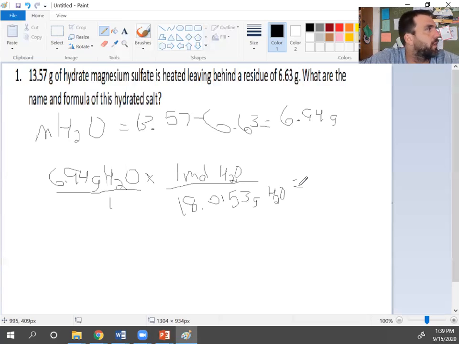We'll save it because you're going to need it in the next one. It's going to be right around 0.38. So 0.385 mole H2O.